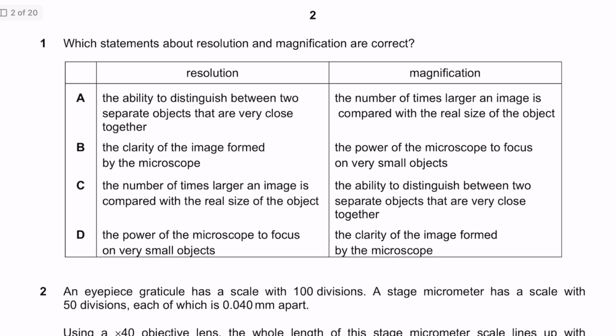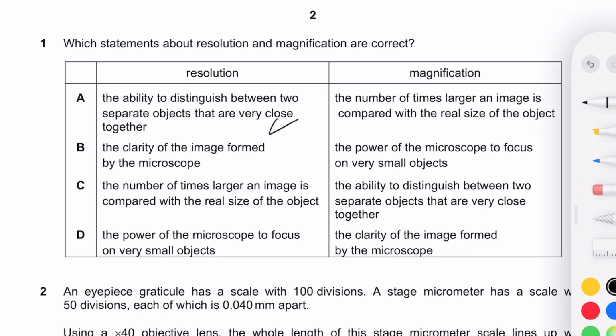Now, which statements about resolution and magnification are correct? So here we would most likely be looking at definitions. Resolution is the ability to distinguish between 2 points or 2 separate objects that are very close together. This is a correct definition. And we also have magnification, which is the number of times larger an image is compared with the real size of the object. Another correct definition, so we could immediately identify the answer as A.